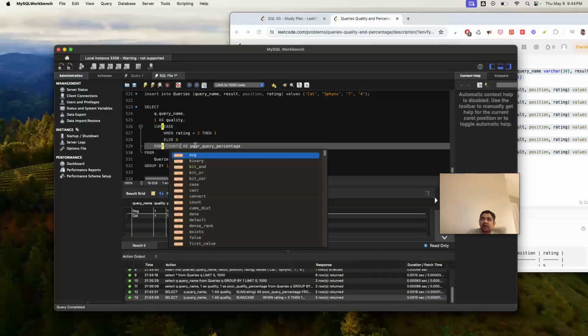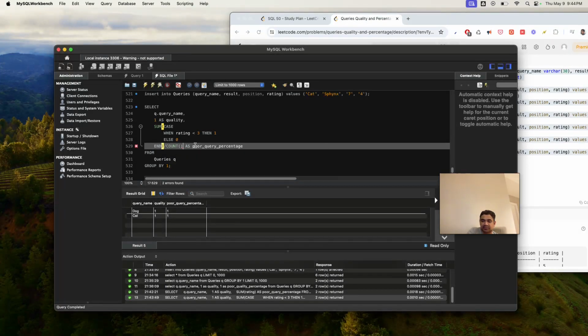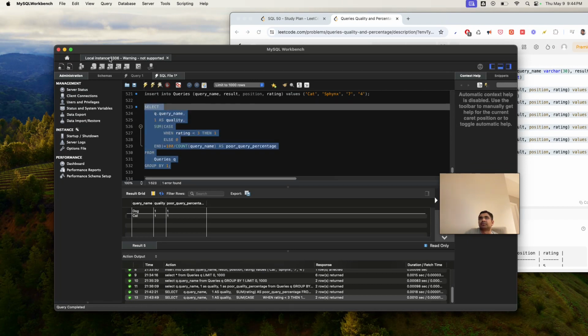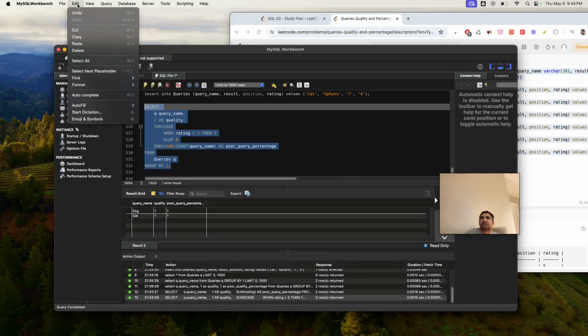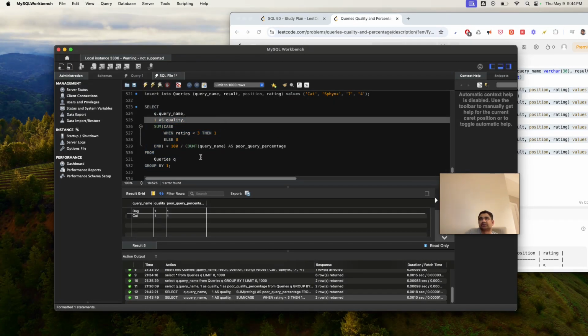You are dividing by the number of queries, right? So in this case, what's going to happen? You just should divide, but before or after dividing, I need to multiply with 100. Then only I will get the percentage. So basically, it's just a mathematical operation. Other than that, there is nothing. Okay. So let me beautify the query again.